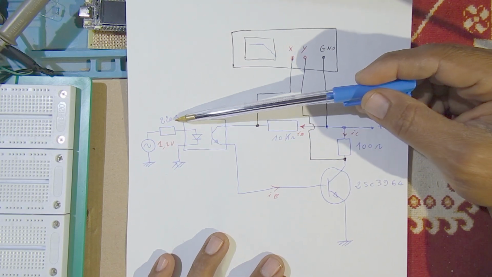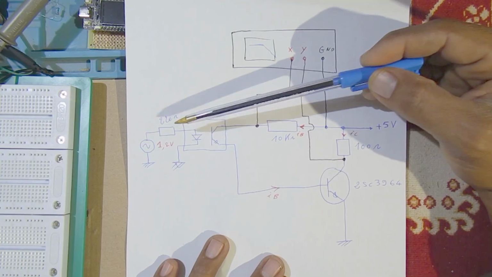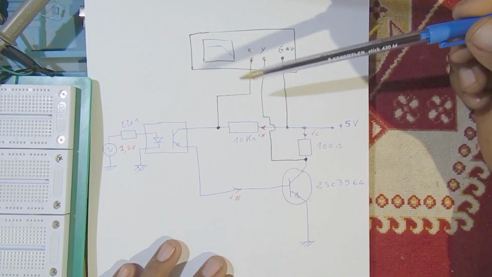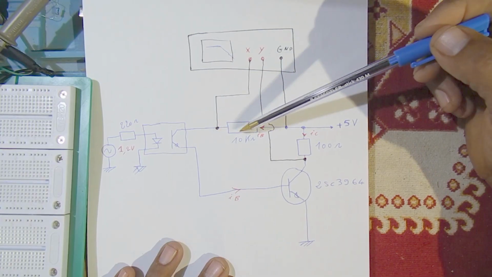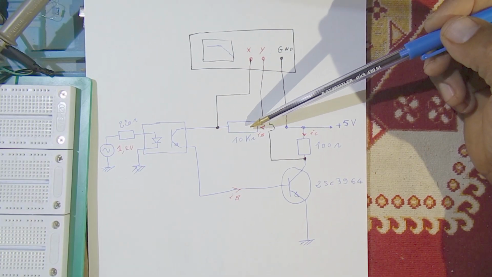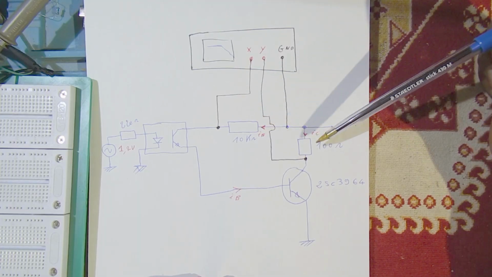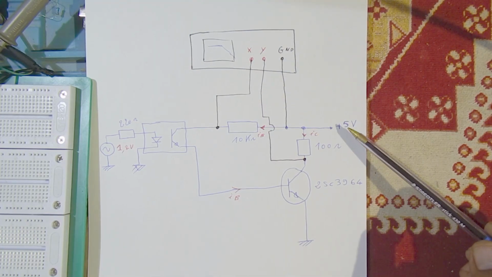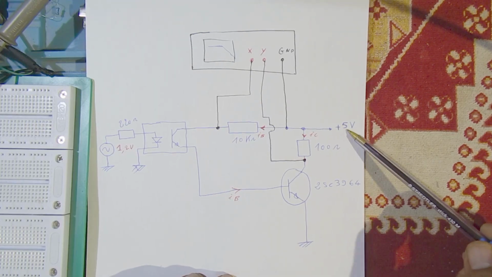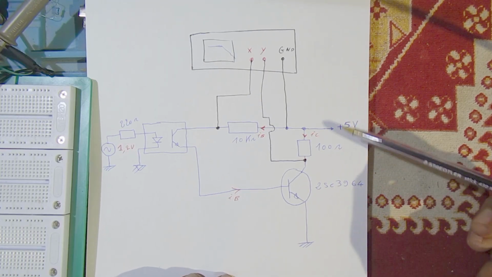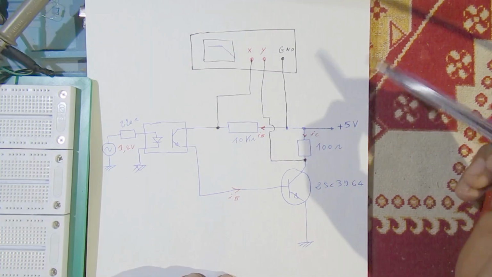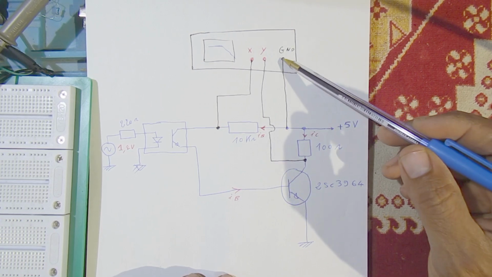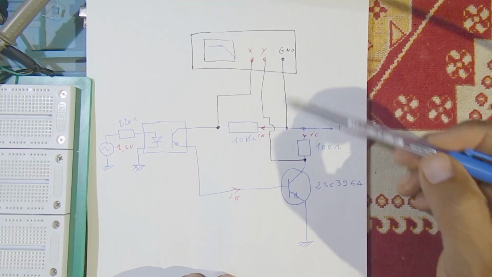We have here 220 ohm to protect the diode, the internal diode of the optocoupler. Here we have the base resistor RB, which is 10K, and here we have the collector resistor, 100 ohm. I used a 5 volt power supply, but be careful here, the power supply mustn't be connected to the ground, because we will connect the ground of the scope here.